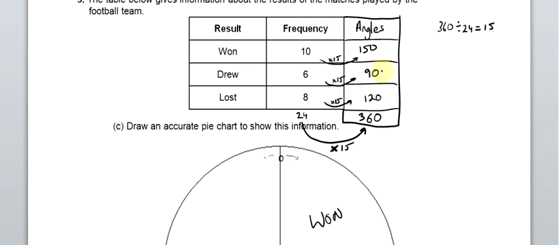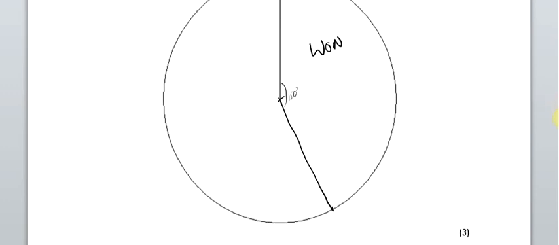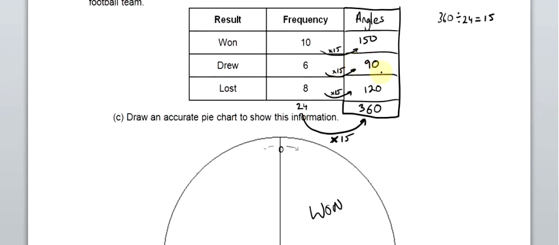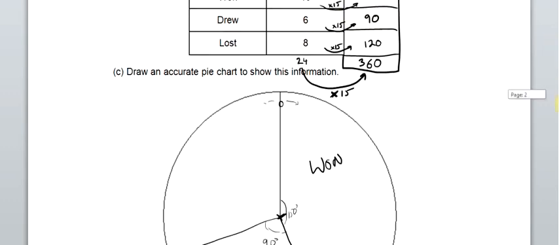Now, the drew section, 90 degrees. So I'd put my protractor on, cross in the middle, put the 0 here, and this time I'd measure this way. So I'm starting at the end of the won segment, and I'd go around 90 degrees, and that would get me to about there. And I'd get my ruler, draw a line, and that's my 90 degrees. That's not important, but what is important is I write down what 90 degrees is for. It's for drawing, so drew.